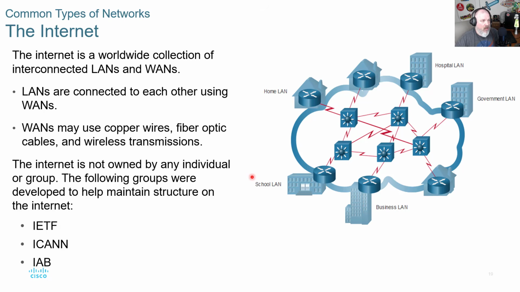The internet is not owned by an individual or group. It's not owned by a country. It is shared internationally. The following groups were developed to help maintain the structure: the IETF, the ICANN, and IAB.